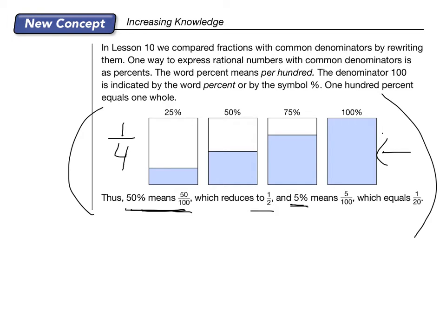We also have an example here that you should write down, 5%. 5% means 5 out of 100. So to take a number with a percent sign, you're going to take the percent sign away and put it over 100, and then you reduce it, and 5/100ths reduces to 1/20th. So let's do some examples and talk a little bit more about percents.